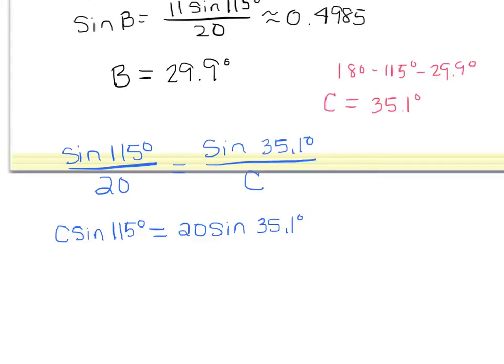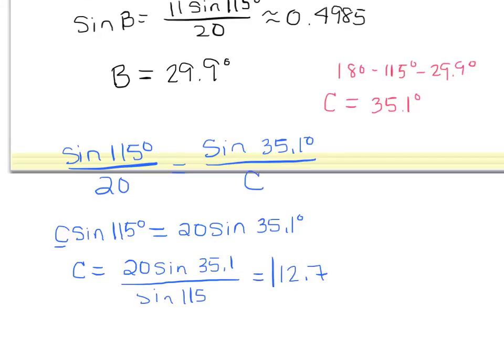I need to get C by itself, so I need to divide by the sine of 115, or C equals 20 times the sine of 35.1 divided by the sine of 115. And again, you must be in degree mode. So if you put your calculator in degree mode and calculate this out, you should get a side length of 12.7 for side length C. And this will then conclude our second example.